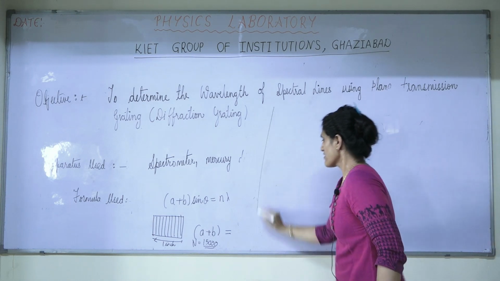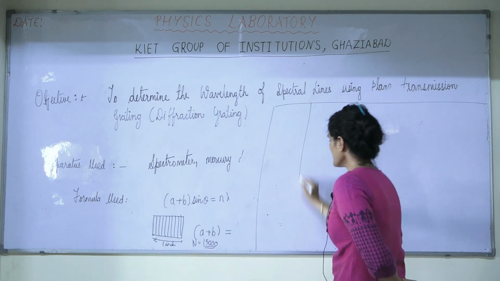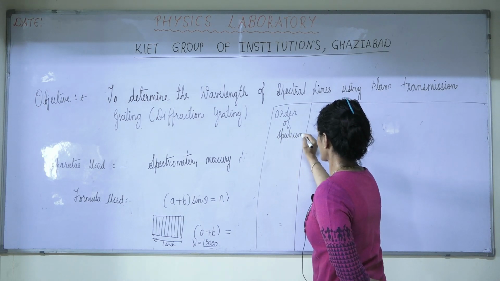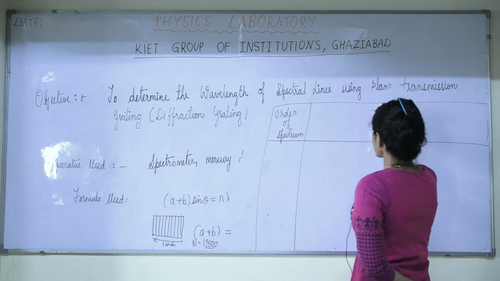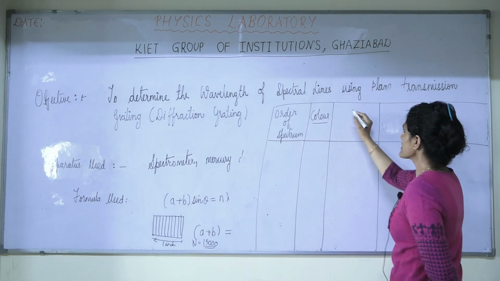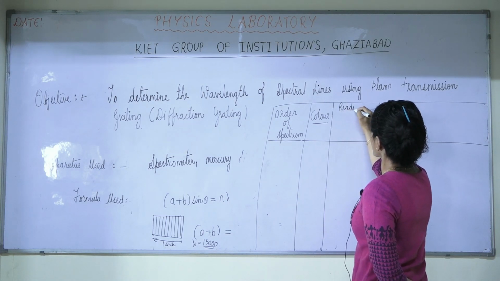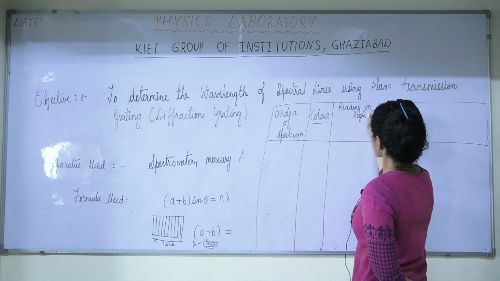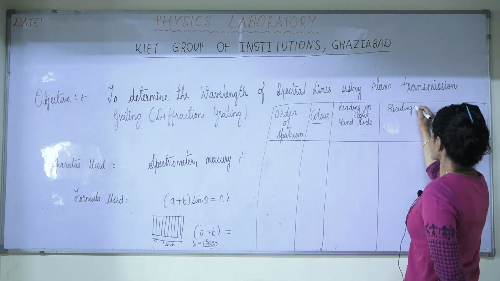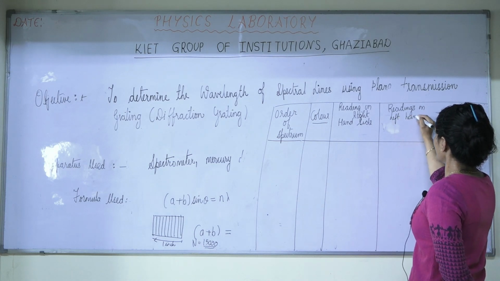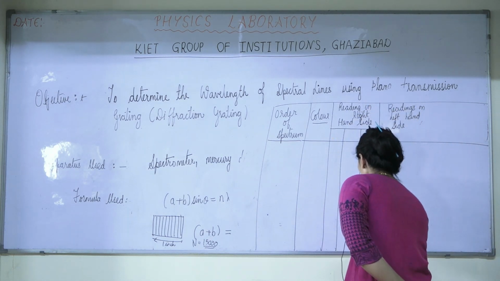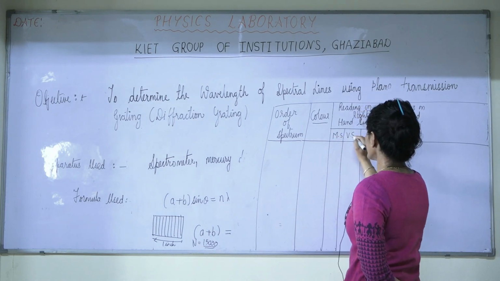So what I will do is plot a table. In this table, here is my order of spectrum. Then comes the color, which I will choose because it has 7 colors. Then comes my readings on the right hand side, and then my readings on the left hand side. For the right hand side, I have to divide this column into 3 parts: the main scale reading, then the vernier scale reading, then the total.